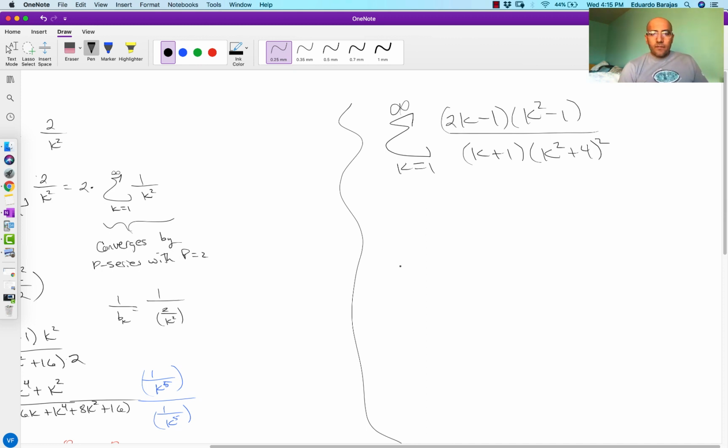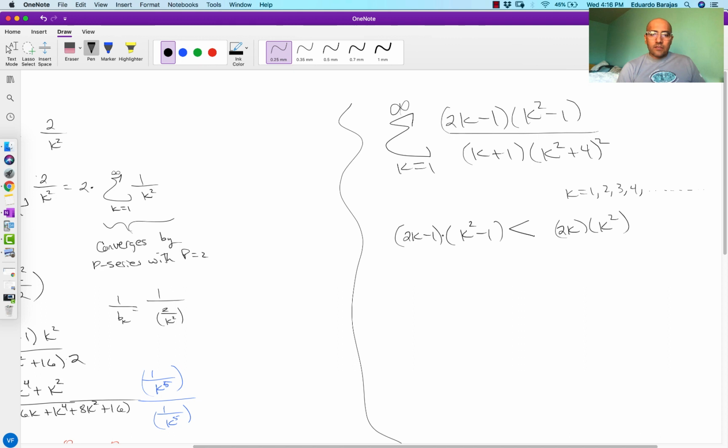So note that if I have 2k minus 1 being multiplied by k squared minus 1, that's always going to be smaller than just 2k times k squared, right? Subtracting 1, and this is where k equals 1, 2, 3, 4, and so on. So this minus 1 here is going to make this term smaller than that term, and k squared minus 1 is smaller than that term.